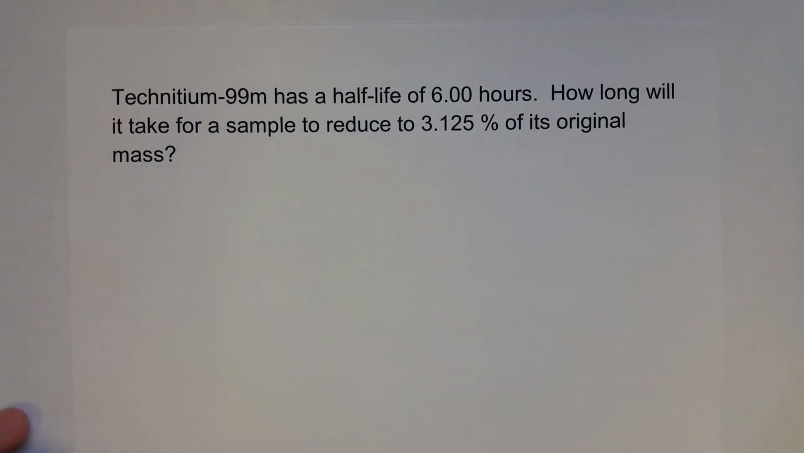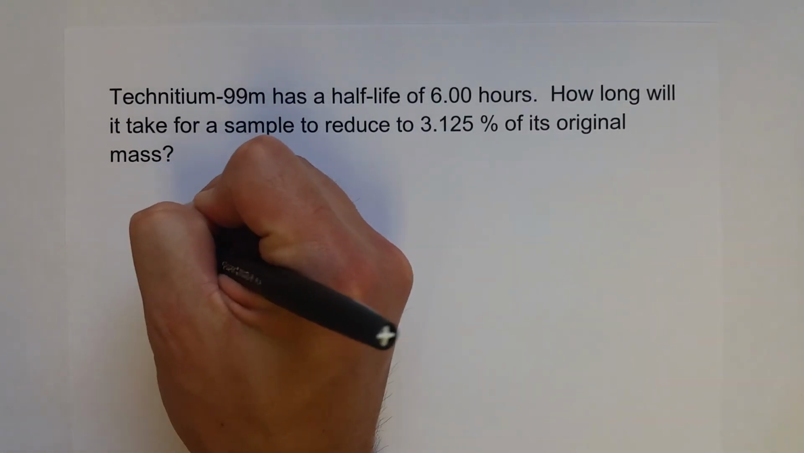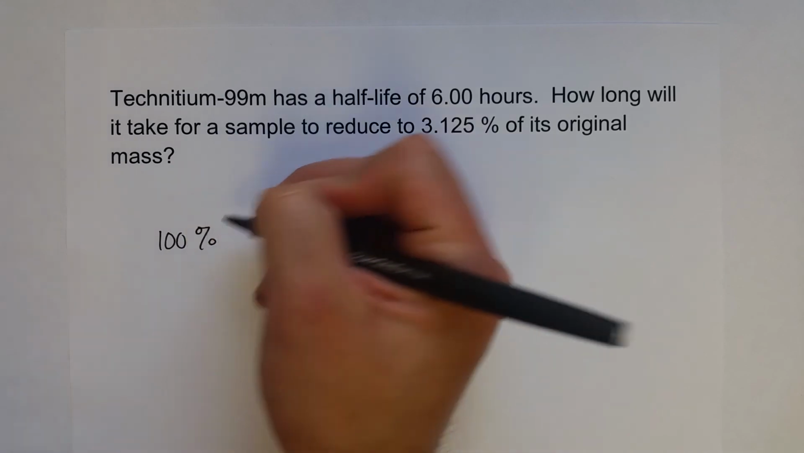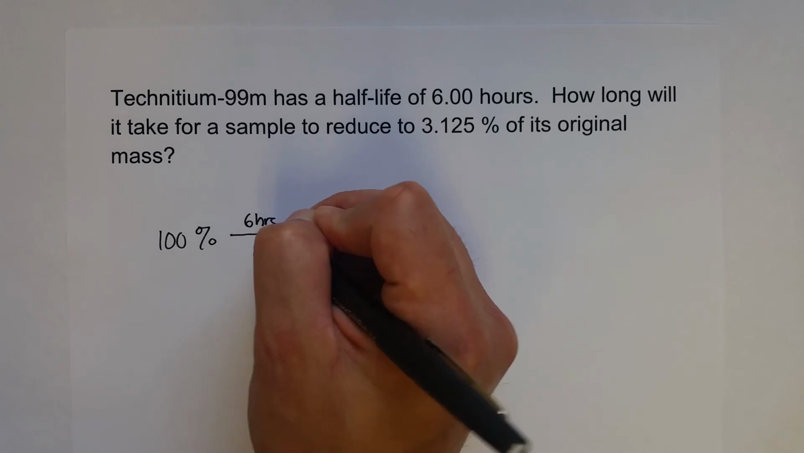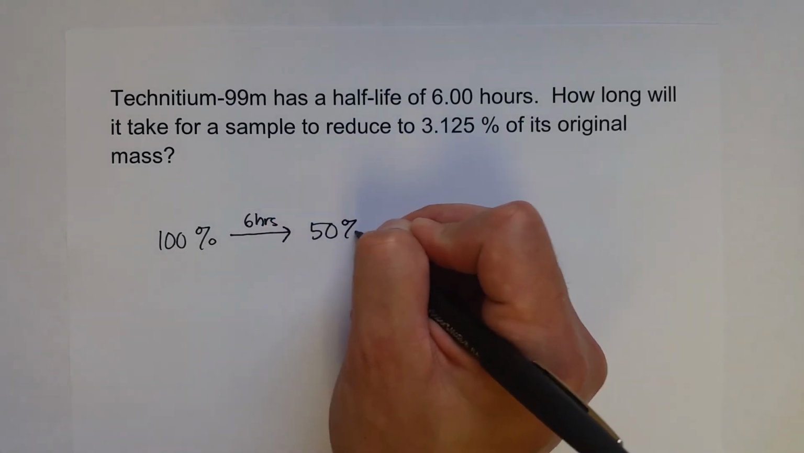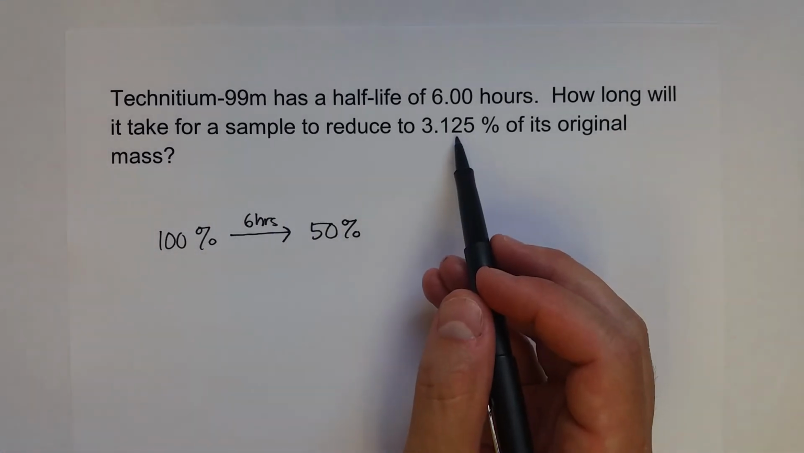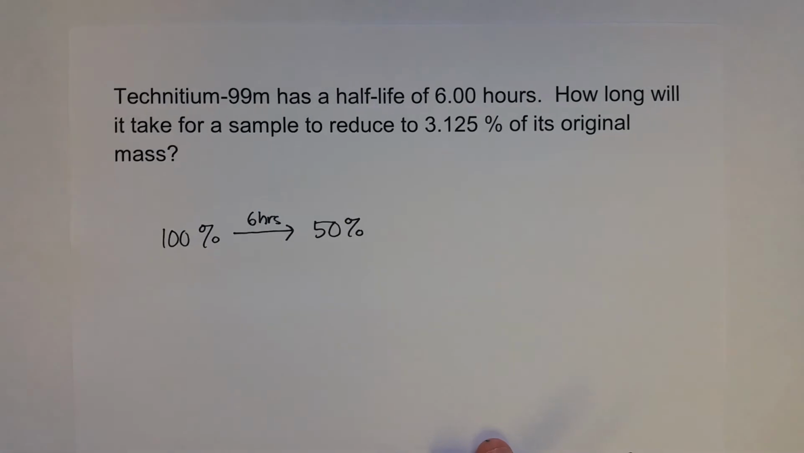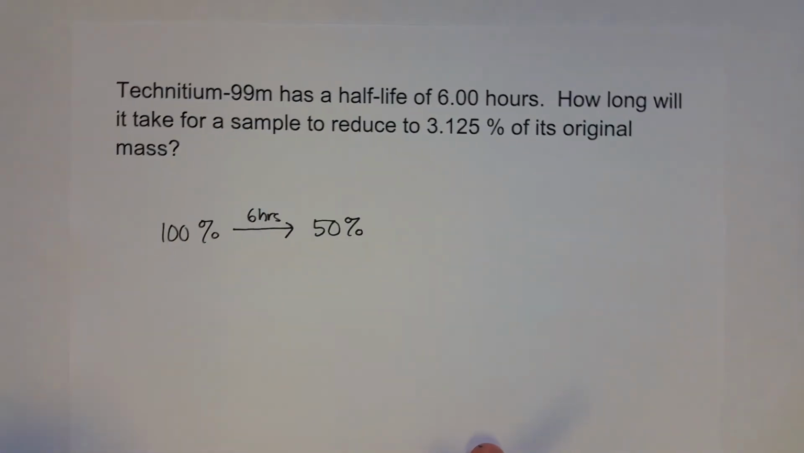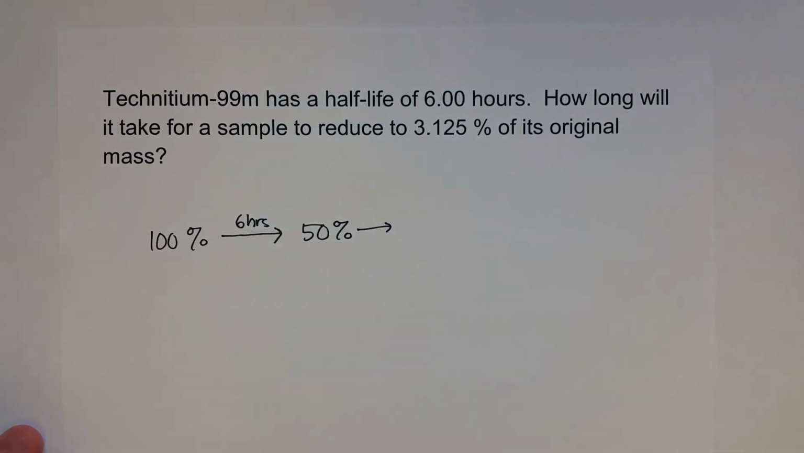Okay, so this is essentially asking, if we start off with, say, 100% of our sample, whatever the amount is, we know that in 6 hours we will have 50% of our sample. We can do this again to 25, and so this is essentially asking how long is this going to take to get down to 3.125%. And these are usually multiples of whole half-lives, not fractions of a half-life, to keep it simple. So let's just carry this forward.